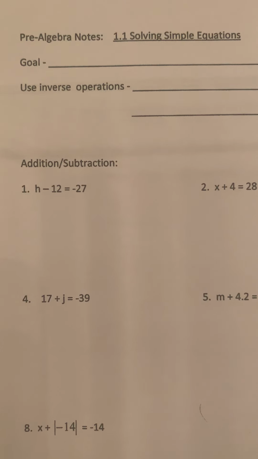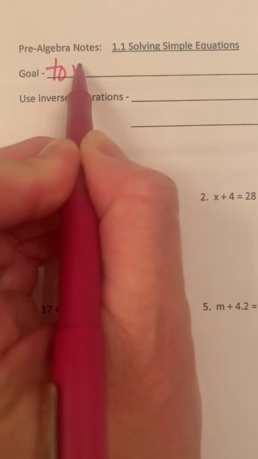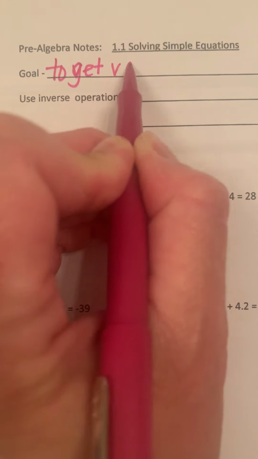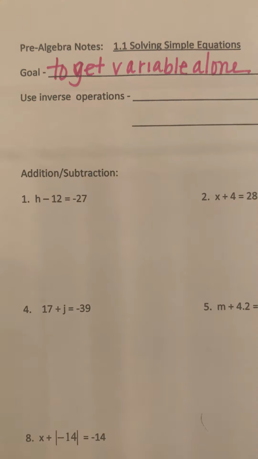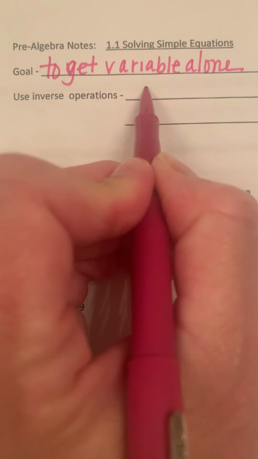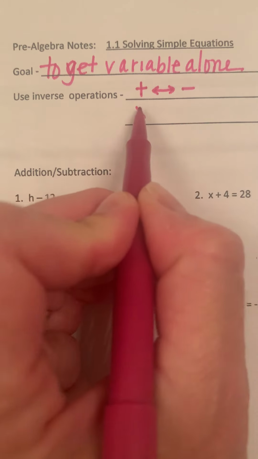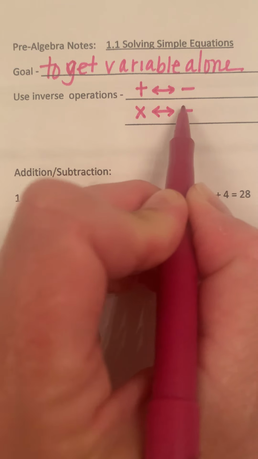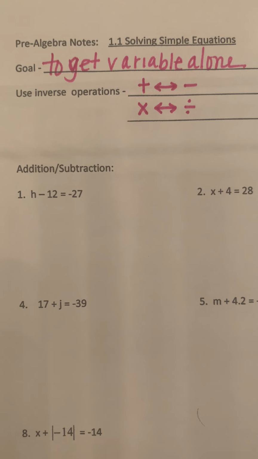So when you're solving simple equations, they're just one-step equations. Your goal is always to get the variable alone. You're doing that because you want to cancel it out by using inverse operations. So if you have a plus sign, addition, the opposite is subtraction. If you have multiplication, the opposite is division, and vice versa. So you want to look at the variable. You want to see what's being done to the variable, and you want to do the opposite operation.